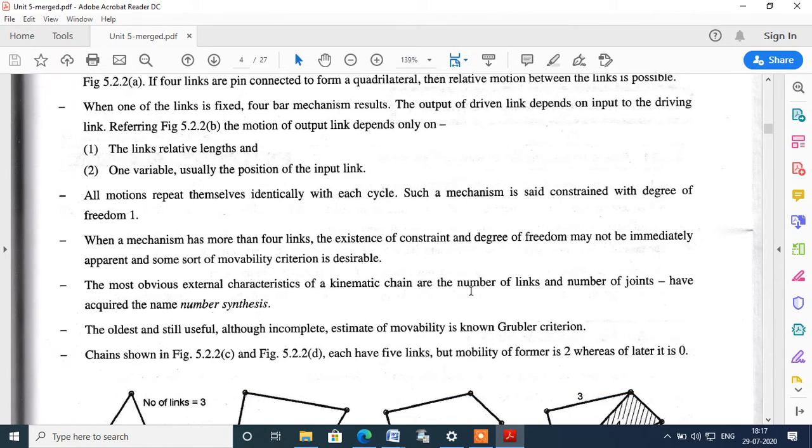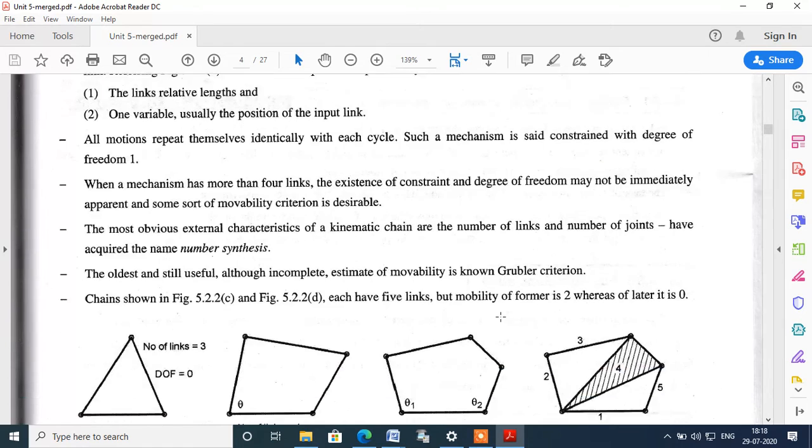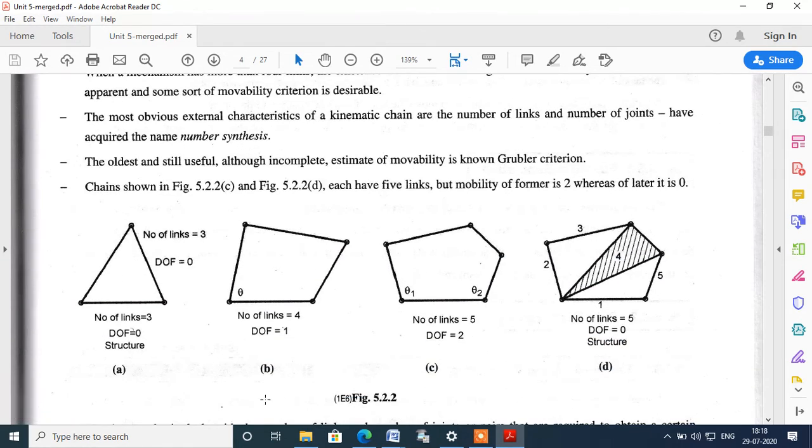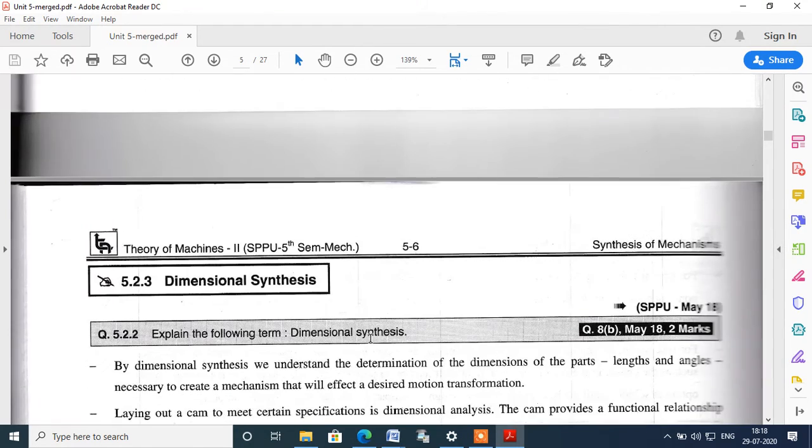So the most obvious external characteristics of a kinematic chain are the number of links and the number of joints, and that has acquired the name number synthesis. Okay. So we have seen this in theory of machines 1. Here, number of links is 3, number of joints is also 3, degree of freedom is 0. So this is a structure. Then here number of links is 4, and degree of freedom is 1 if one link is fixed. Here number of links is 5 and degrees of freedom is 2. Here number of links is 5 because these are not 3 links, this is one link, the fourth link. Here degree of freedom is 0. So we have seen this.